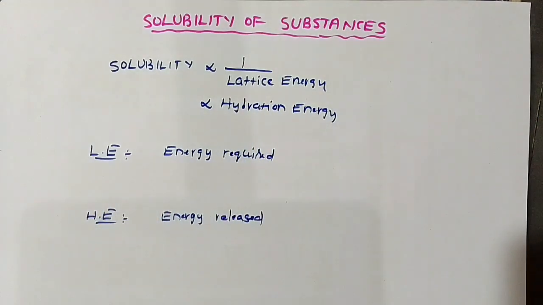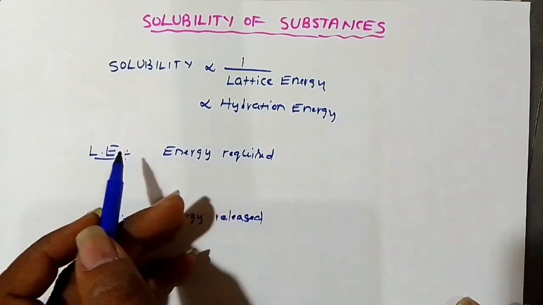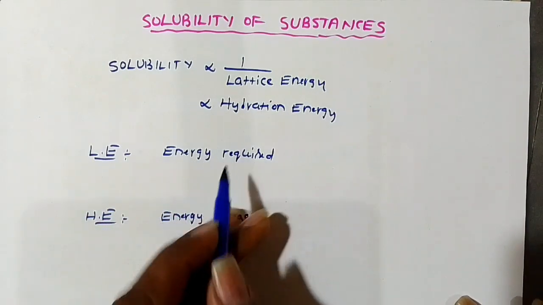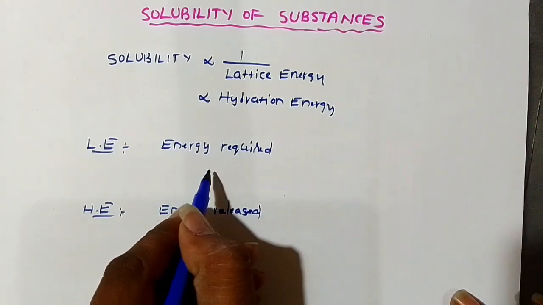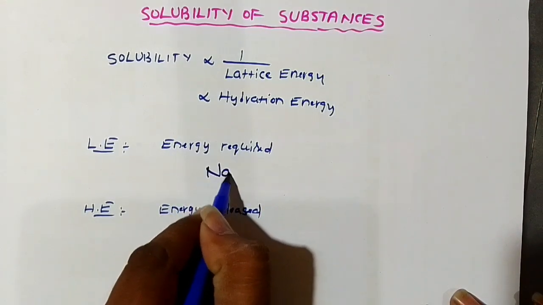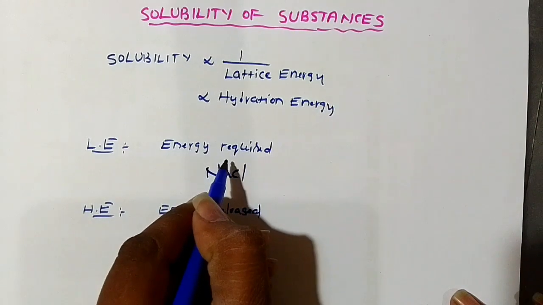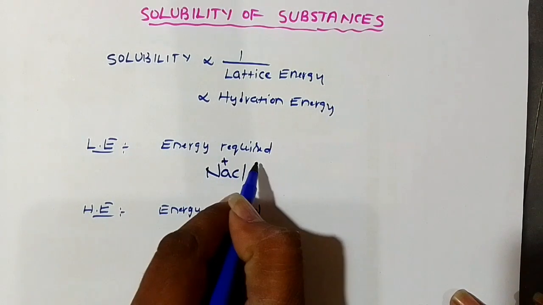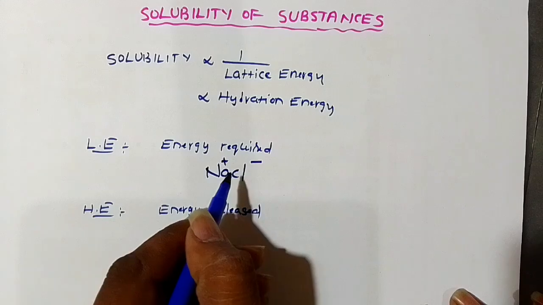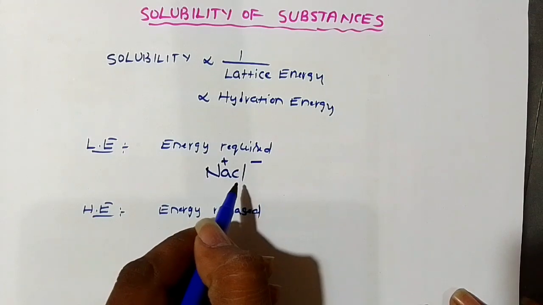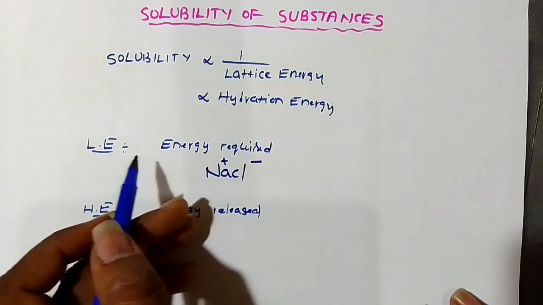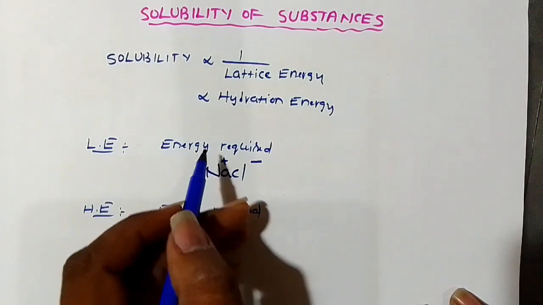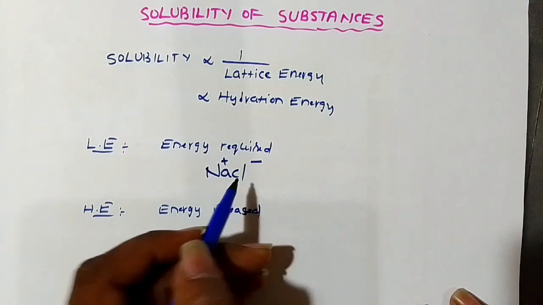Here, what is meant by lattice energy? Lattice energy means the amount of energy required to break the ions in 1 mole of ionic compound. For example, I have taken sodium chloride. Sodium chloride contains Na plus and Cl minus. To break these ions, it needs some amount of energy. That energy is called lattice energy.